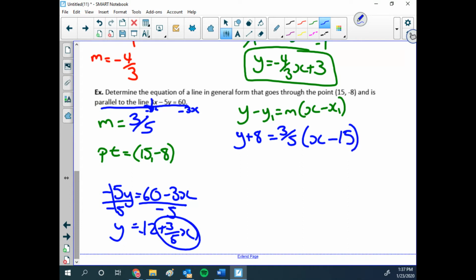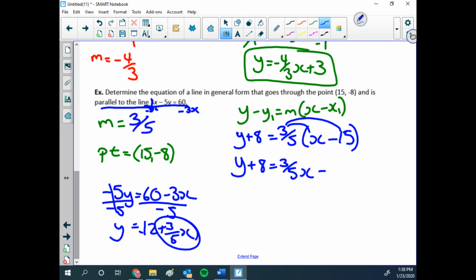And I got to go to general form, so I got to multiply. Negative 30 over 5 is going to give me negative 6. Is that right? No. 45 over 5 is 9. And so I got to go to general form, so everything has to go to one side. 0 equals 3 over 5 x minus 17 minus y.